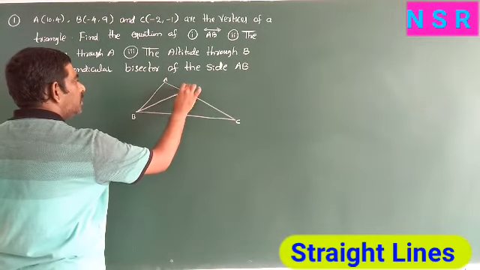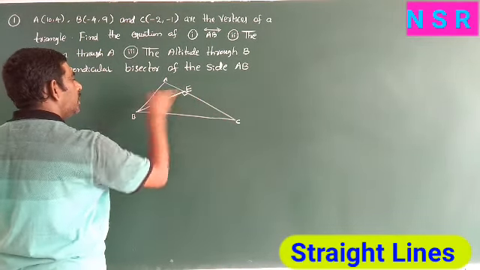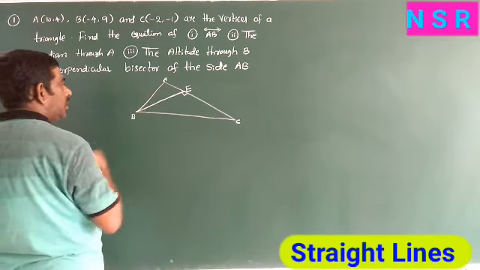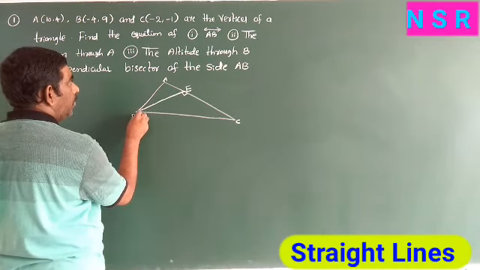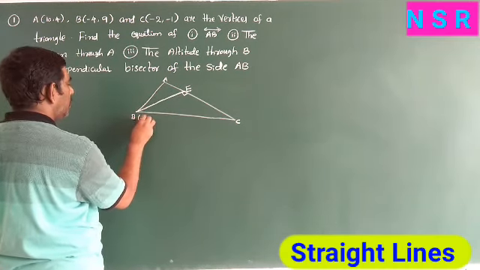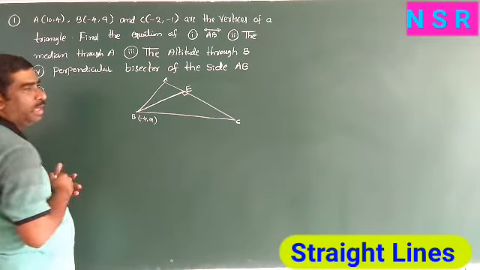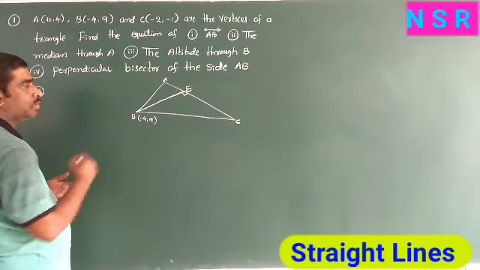So take it as this is E. Now find here the B altitude equation. So here E is a midpoint of AC, BE is the altitude. So already we have the B value, minus 4 comma 9. So we have to find here the slope of BE. So how to get the slope of BE?